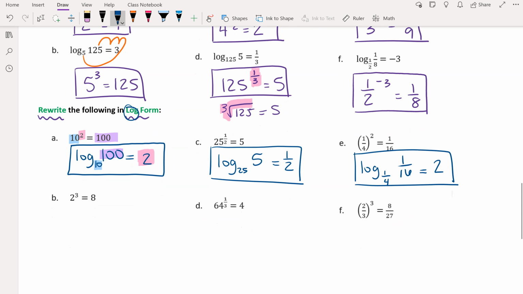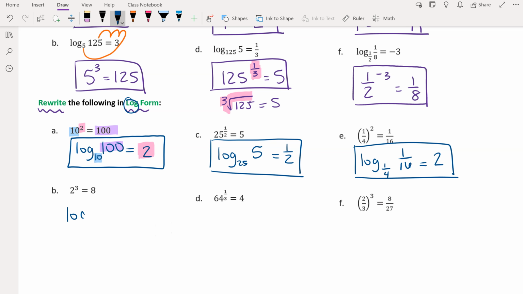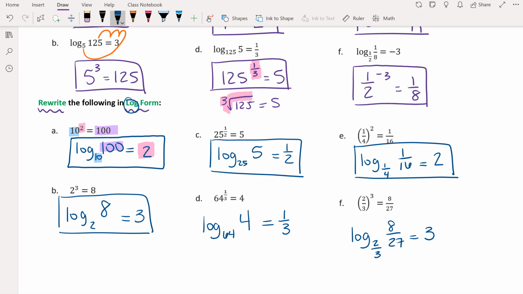All right, I'm going to do these last 3 really quick. Log base 2. Logs equal exponents. The exponent is 3. So 8 has to go in here. Log base 64. Logs equal exponents. My exponent is 1/3. The 4 needs to go inside the logarithm. All right, last one. Log base 2/3. Logs equal exponents. Exponent is 3. 8/27 must go in here. All right, and like I said, those are your answers. You're just writing it in log form. You don't have to solve.